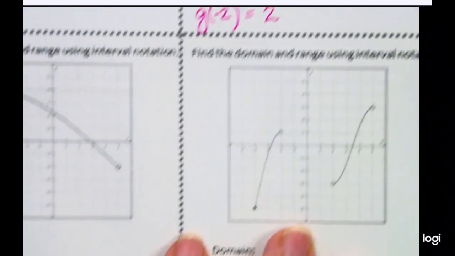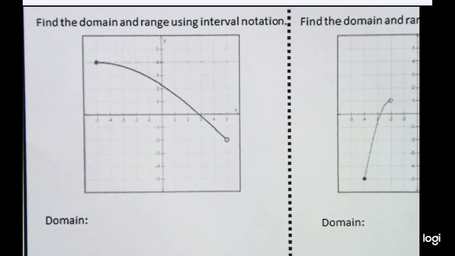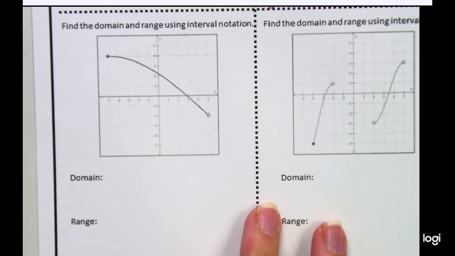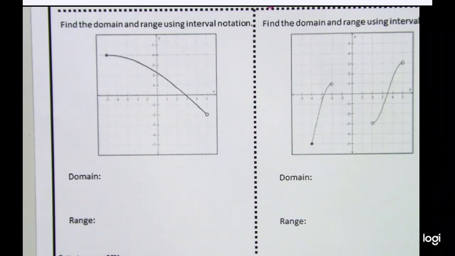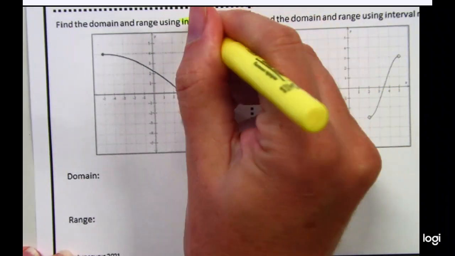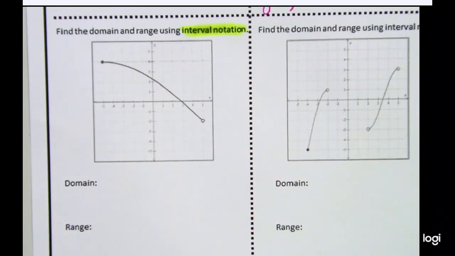Okay, the bottom two. We are talking about domain and range. That's what we want to find here. So remember, domain is all of the x values, and range is all the y values. What is going to be new and challenging today is that interval notation is new for most of you.